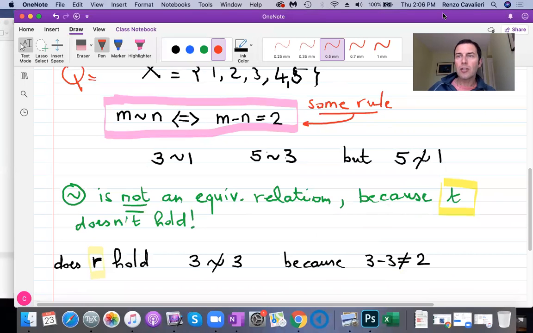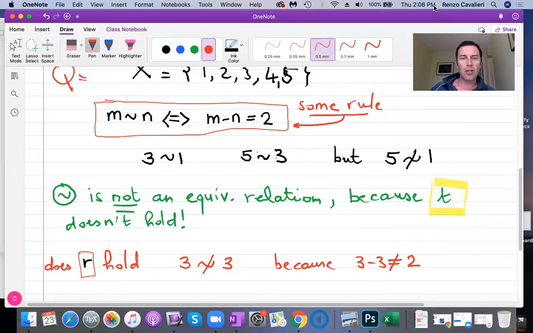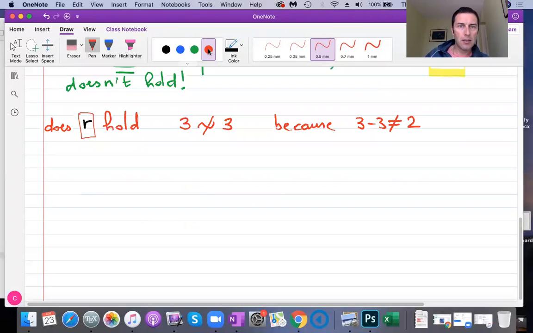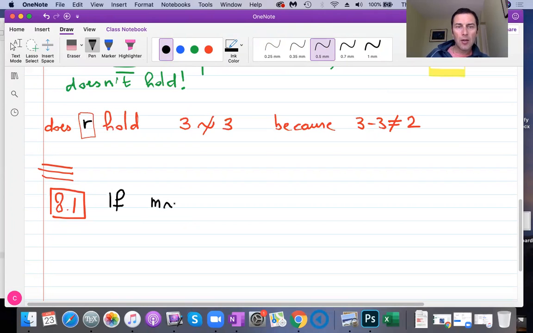There are two steps to a question like 8.1. One is to understand what the question is asking, and the other is how to write a formal proof. So for example, if we look right here at 8.1, and let's say we have a rule of squiggling that says that m is equivalent to n if and only if m minus n is even.